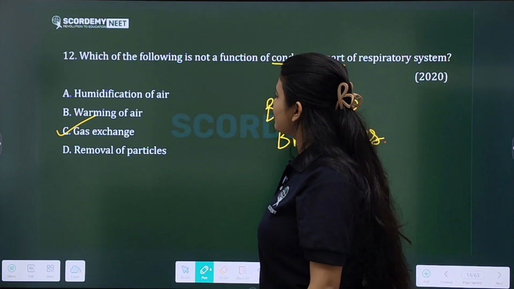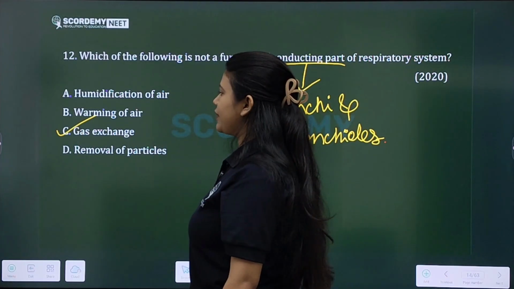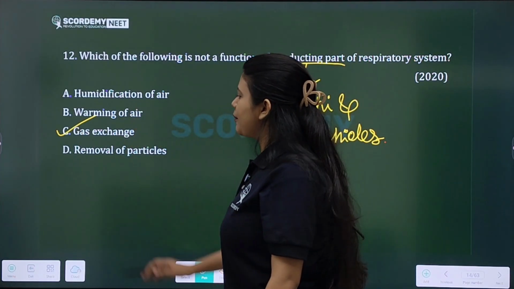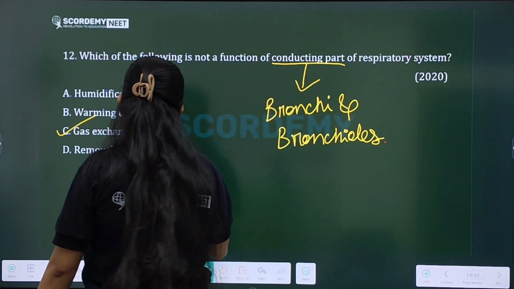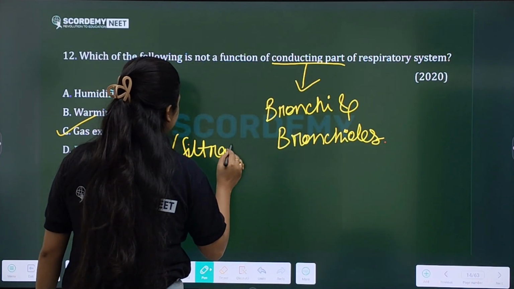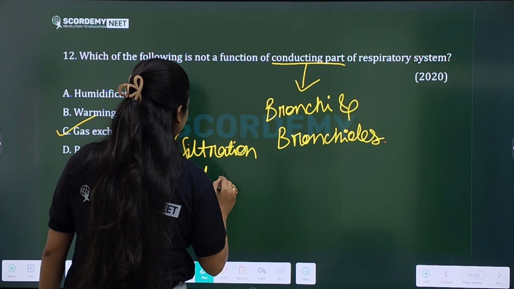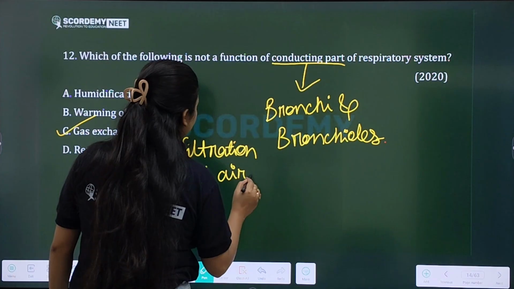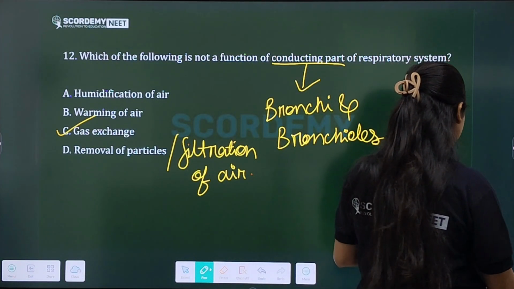That means the other three options are functions. The function of your conducting part includes humidification of air, warming of air, and also removal of particles, which means filtration of air. So these are the three functions of your conducting part, which is your bronchi and bronchioles.